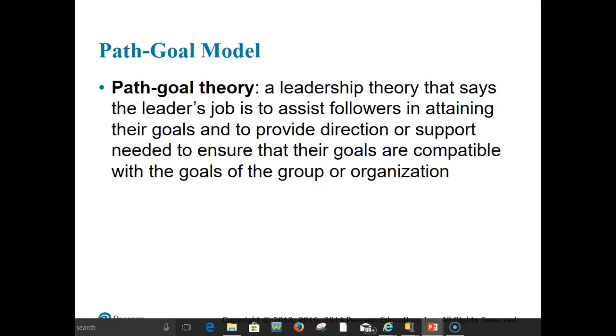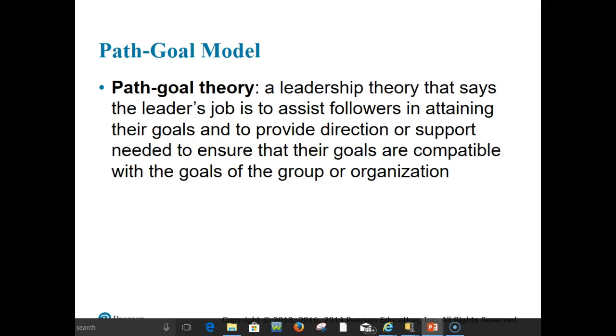Now, another approach to understanding leadership is the path goal theory, which states that a leader's job is to assist followers in attaining their goals and to provide direction or support needed to ensure that their goals are compatible with the goals of the group or organization. Developed by Robert House, the path goal theory takes key elements from the expectancy theory of motivation. The term path goal is derived from the belief that effective leaders remove the roadblocks and pitfalls so that followers have a clearer path to help them get from where they are to the achievement of their work goals.